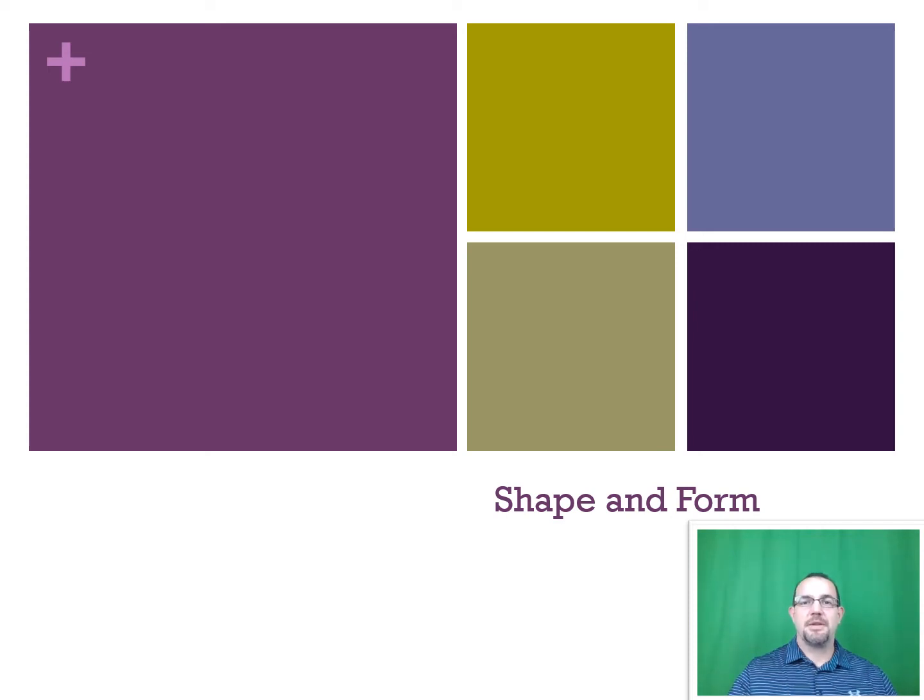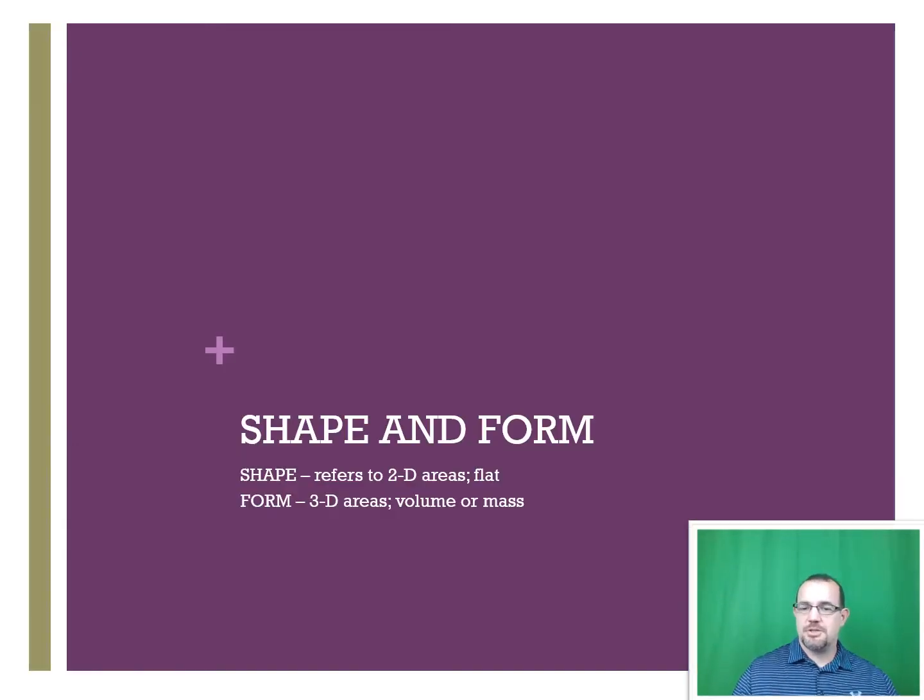Now we're going to learn about the elements of design, shape, and form. Shape refers to 2D areas. They tend to be flat, and a shape encloses an area, where form is three-dimensional and it encloses or encompasses a volume or a mass.